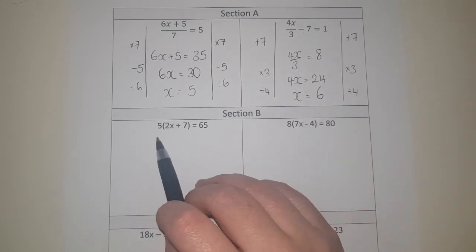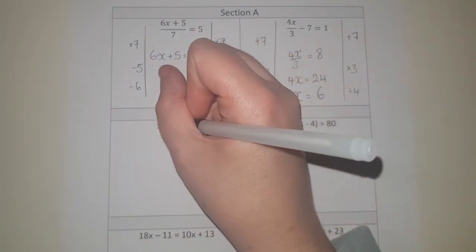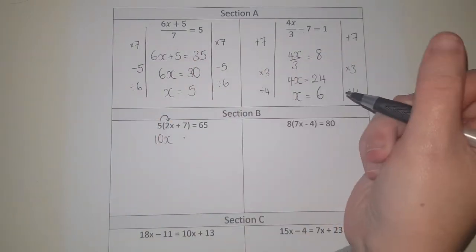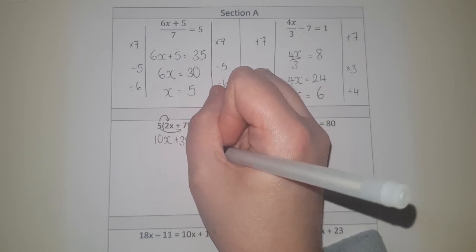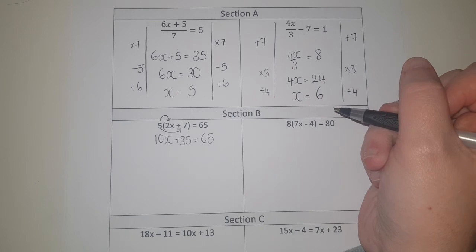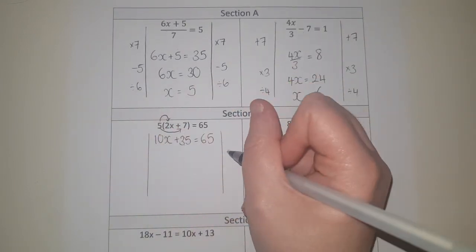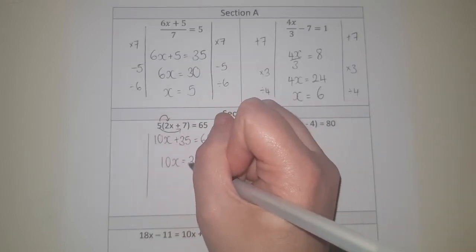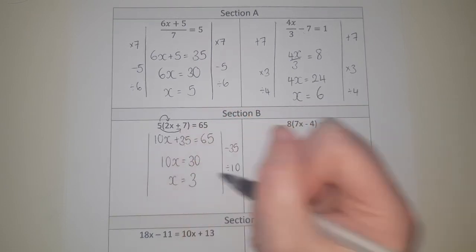On this one, when you've got brackets involved, we're going to expand the brackets first. So 5 multiplied by 2x gives me 10x. 5 multiplied by 7 gives us 35. On the right-hand side, you've still got equals 65. That then means all you need to do, anything added or subtracted first, so subtract 35, you get 10x equals 30. And then we're going to divide by 10, you get x equals 3.